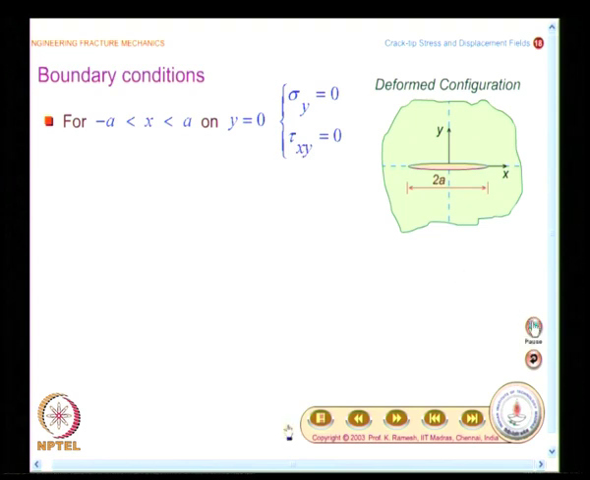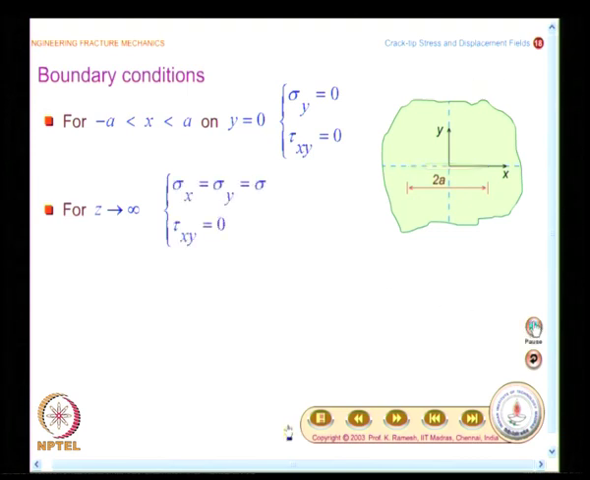And what are the other boundary conditions? We know what happens at the far field. At the far field, we have taken up a problem of biaxial loading, sigma x equal to sigma y equal to sigma, and no shear stress exists, tau xy equal to 0.